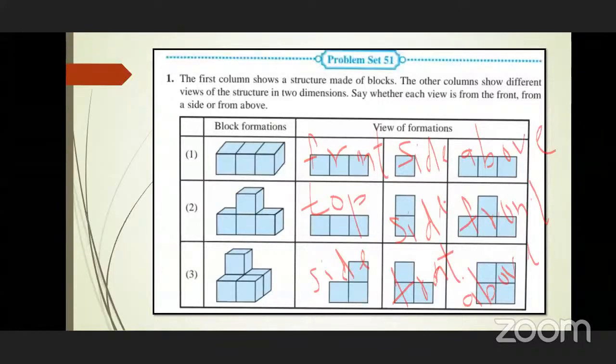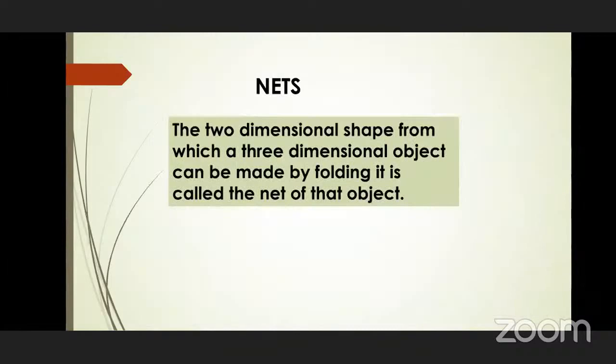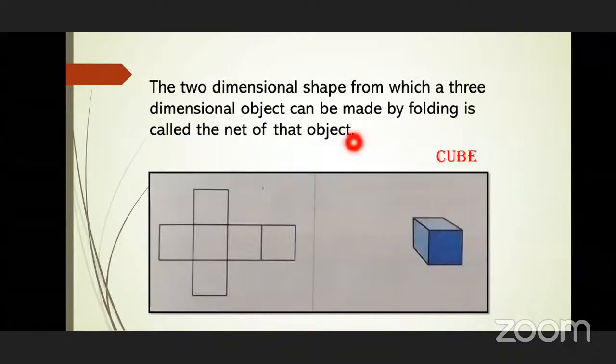Yes. Now see students, now we are going to learn about nets. Just now we learned about 3D shapes and their views. Now here we are going to learn about net. The two-dimensional shape from which a three-dimensional object can be made by folding it is called the net of that object.